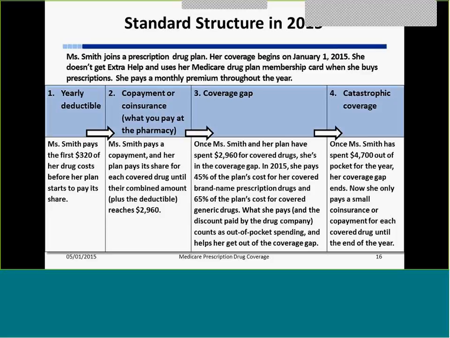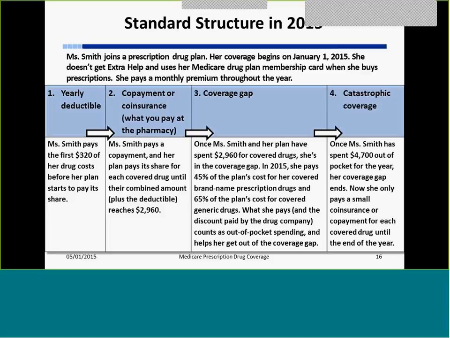And in the coverage gap, she would pay 45% of the cost for covered brand name medicines and possibly a dispensing fee, $2, and 65% of the plan's cost for covered generic drugs. What she pays and the discount paid by the drug company is out-of-pocket spending and helps get her out of the coverage gap. Should she reach $4,700 TrOOP, the true out-of-pocket cost, even though she was getting some help, she goes into the catastrophic and pays a smaller amount.